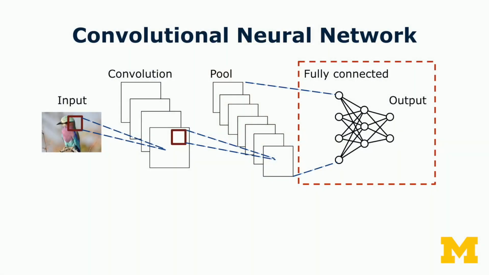Fully connected layers work similarly to those in traditional neural networks, where each neuron connects to every neuron in the previous layer. These layers are usually at the end of the network. They make decisions based on the features identified by the convolutional and pooling layers.